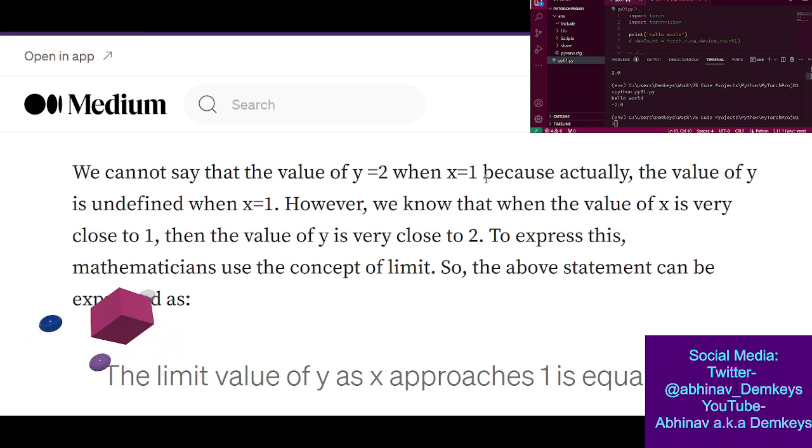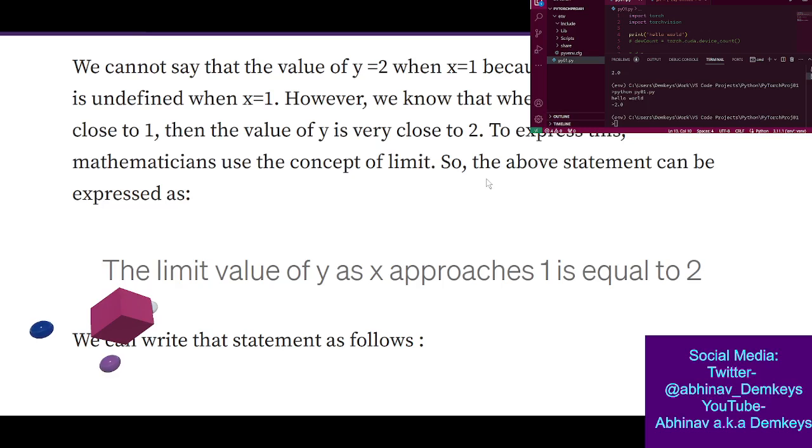We cannot say that the value of y equals 2 when x equals 1, because actually the value of y is undefined when x equals 1. However, we know that when the value of x is very close to 1, then the value of y is very close to 2. To express this, mathematicians use the concept of limit. So the above statement can be expressed as: the limit value of y as x approaches 1 is equal to 2.